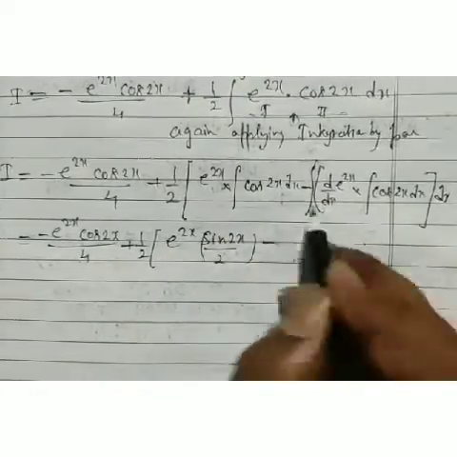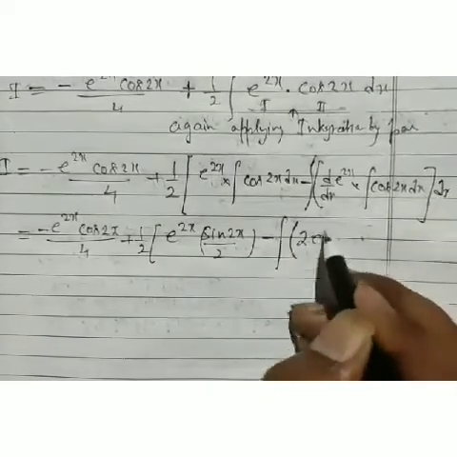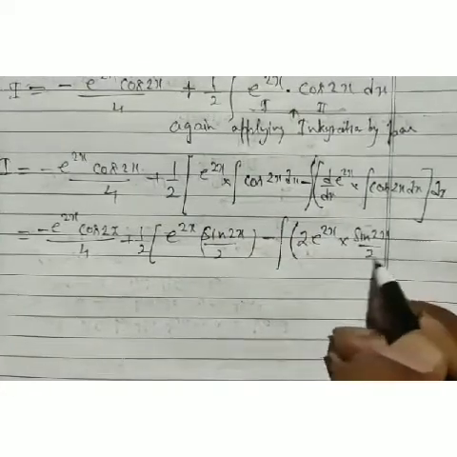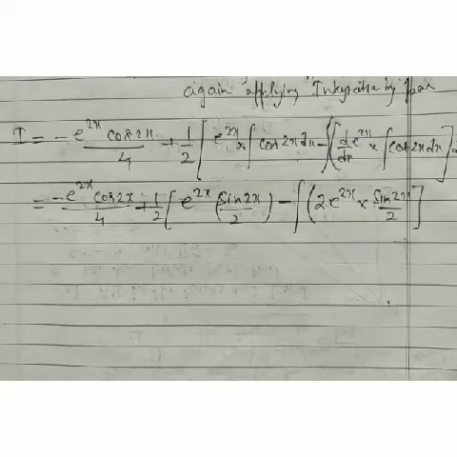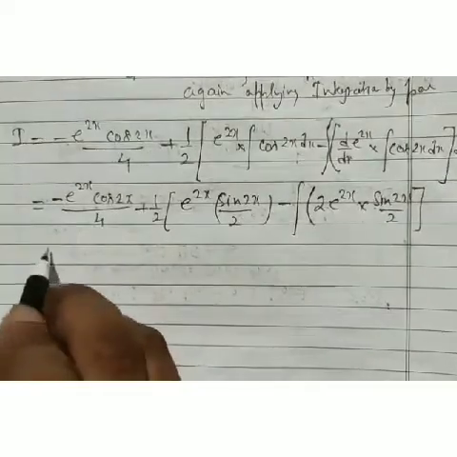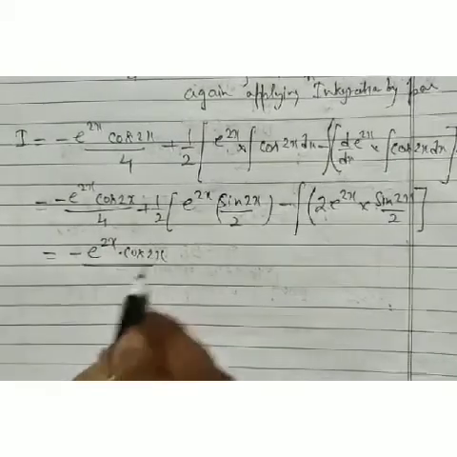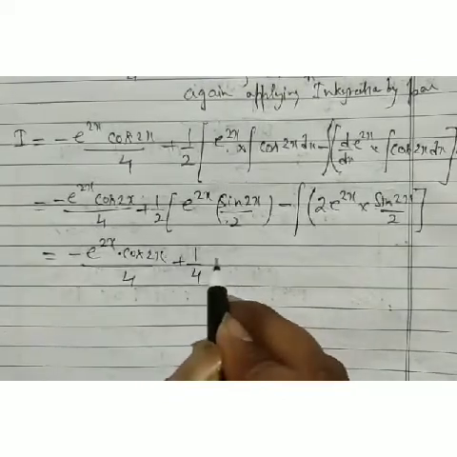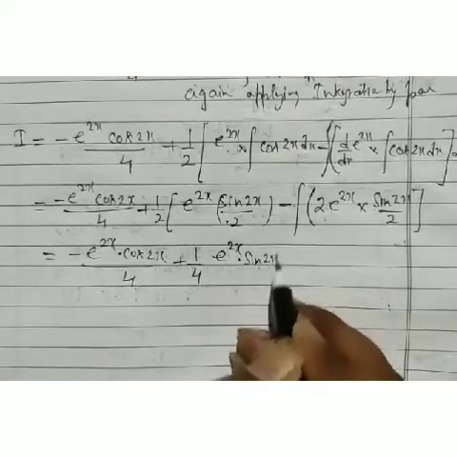Now look, what we have here? The derivative d/dx of e to power 2x is 2 into e to power 2x, and the integration of cos 2x is sin 2x by 2. Now look, we have minus e to power 2x into cos 2x by 4, and here we have 1 by 2 plus 1 by 4 e to power 2x into sin 2x.